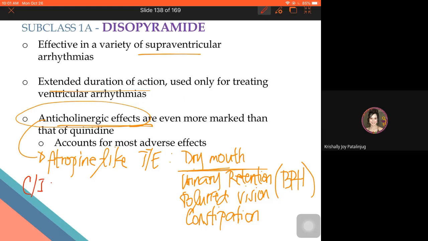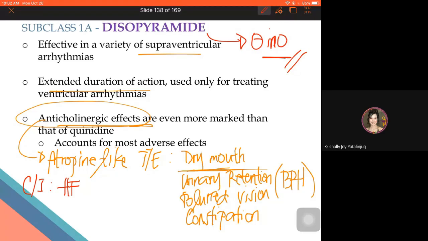So take note, bawal ang disopyramide to patient with heart failure. Why? Si disopyramide, meron siyang negative inotropic effect. Naalala ba ang ibig sabihin ng inotropy? Recall that inotropy refers to the force of contraction. It refers to the strength of contraction. So imagine if disopyramide causes negative inotropy, ibig sabihin, it weakens the contraction. If it weakens contraction, dako ang chance na mag-precipitate yan ng heart failure.